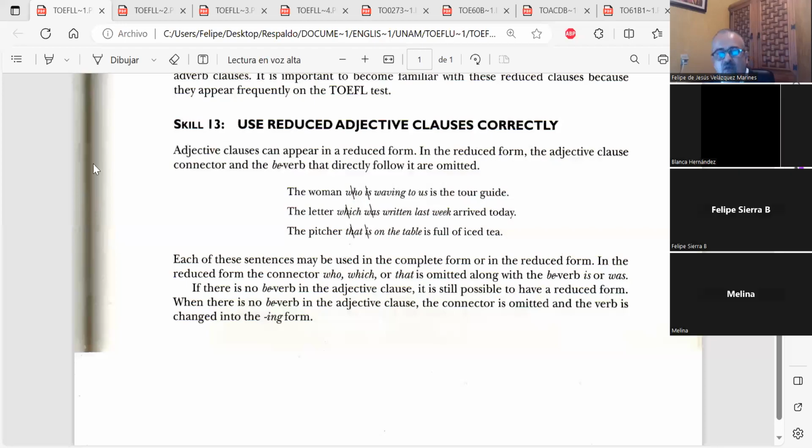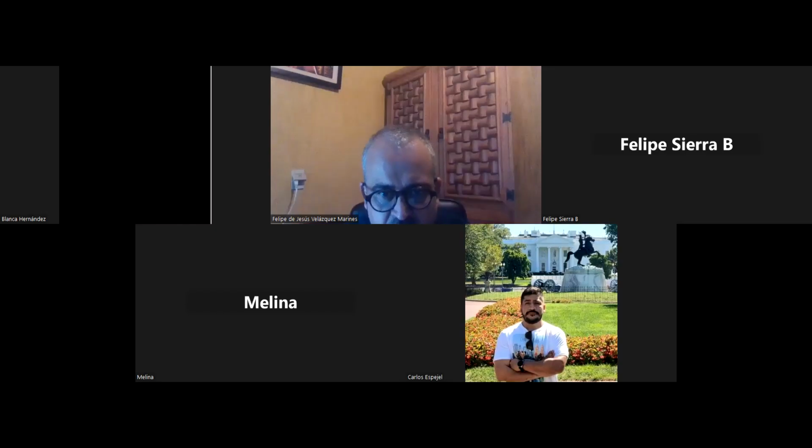Now, okay, reduced clauses. So we have already studied this point in skills 4 and 5, when we talked about present participle and past participle clauses. So what is a present participle and what is a past participle clause?